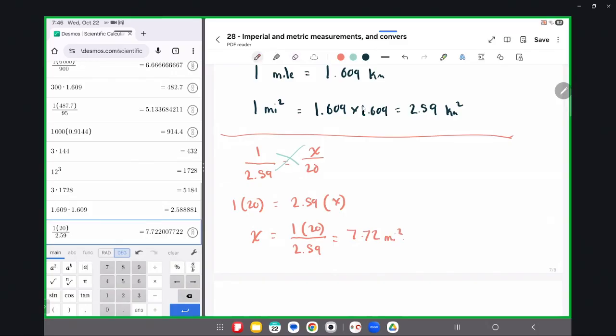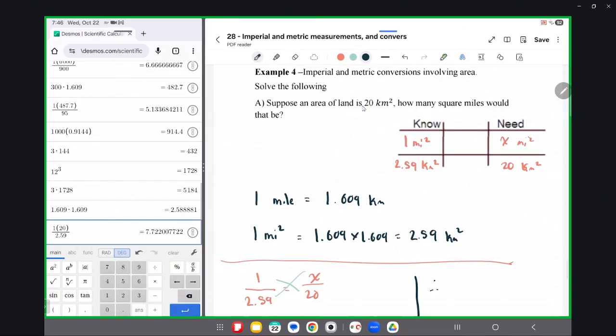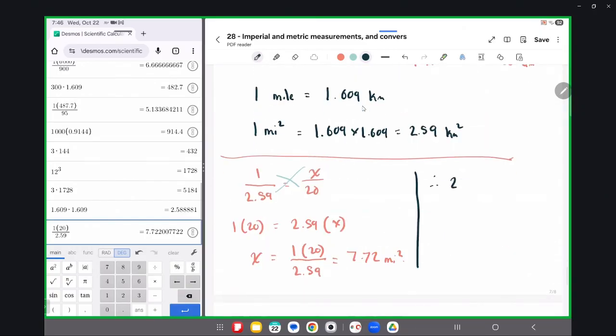And so we would say, therefore, 20 square kilometers is equal to 7.72 square miles. So you can get, like I said, the conversions on the area go quite wild when you start trying to get these things.